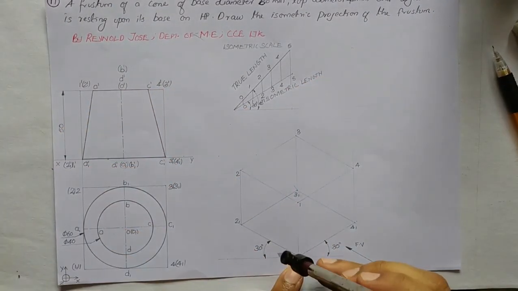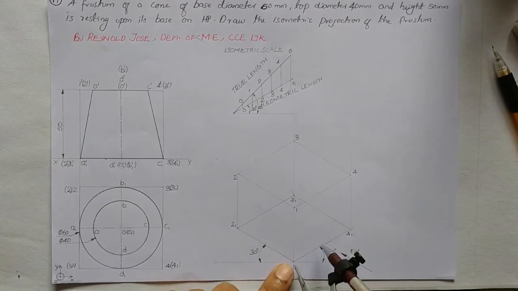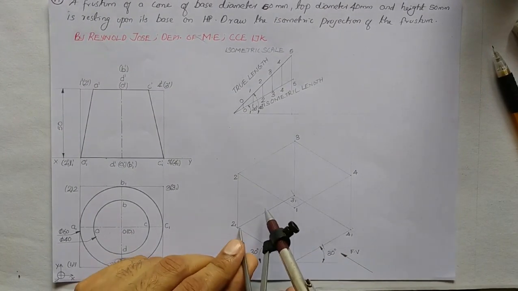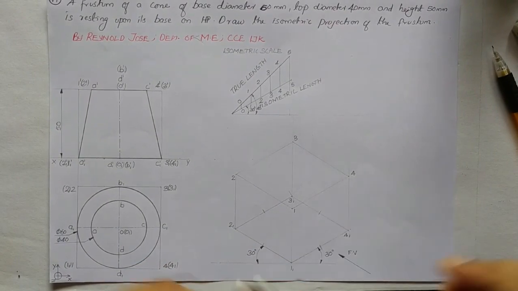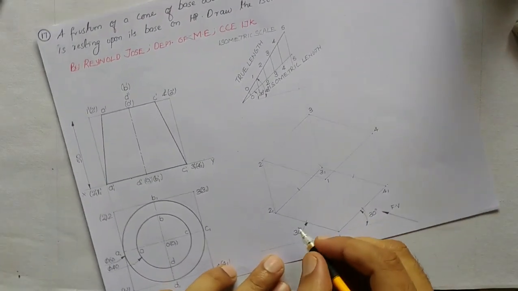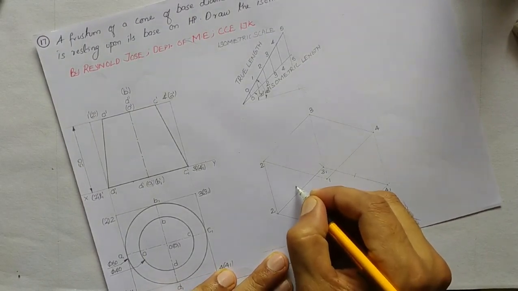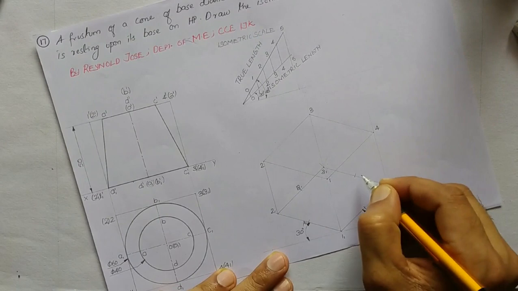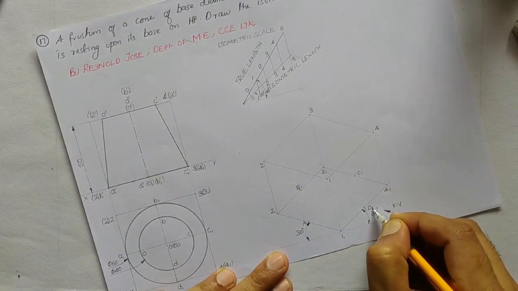Now we shall mark it to all the sides along the base. So 1, 2, 3 and 4. Along the base we are having points. This point is A1. Likewise we will be having points B1, C1 and D1. So these are the points along the base.